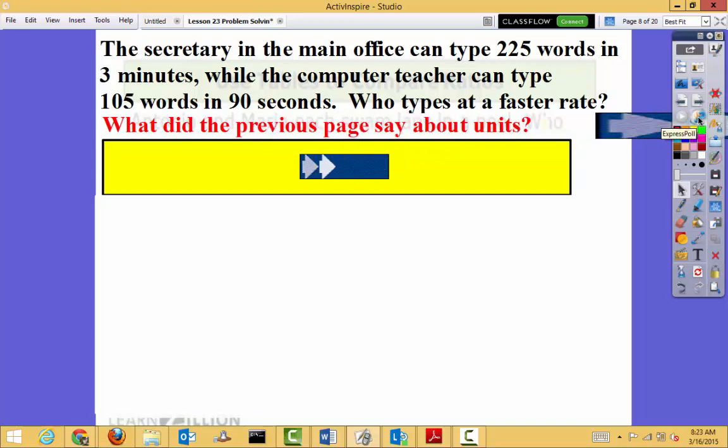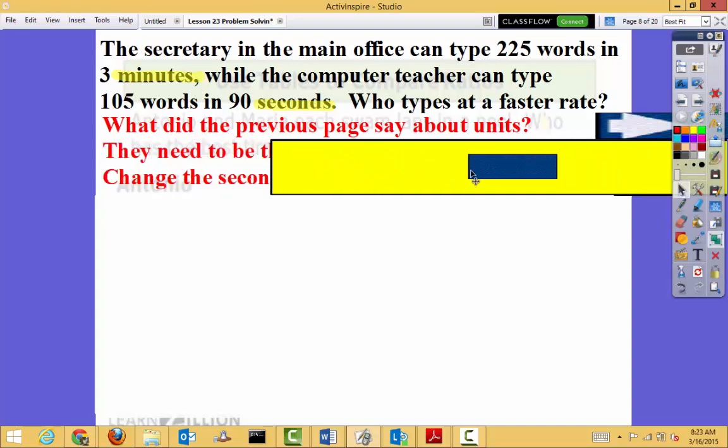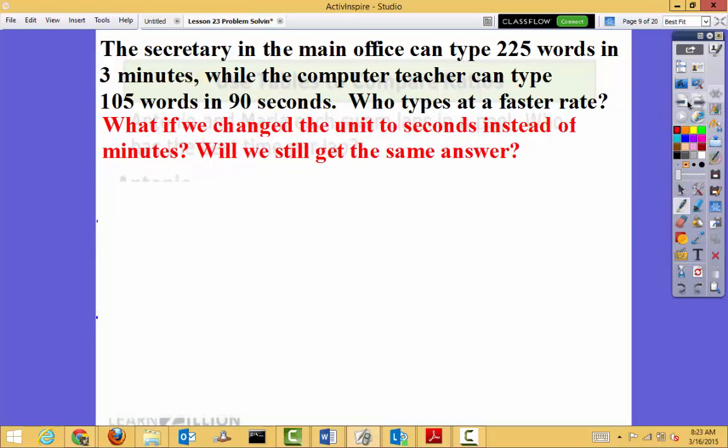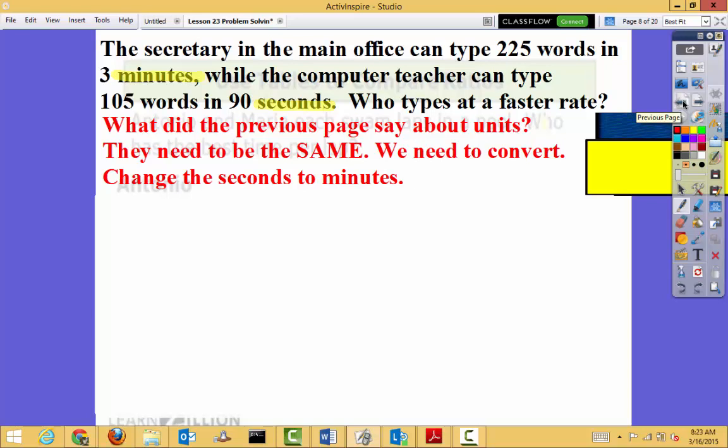What did my previous page say about units? Well, it said this: I can't compare minutes and seconds. So what do I need to do? They need to be the same. We need to convert. So I need to change my seconds to minutes. So let's start here. I'm first going to start by writing my ratio out. 225 words. So I'm just going to put a W over 3 minutes. And then I'm going to write my other ratio, 105 words per 90 seconds.